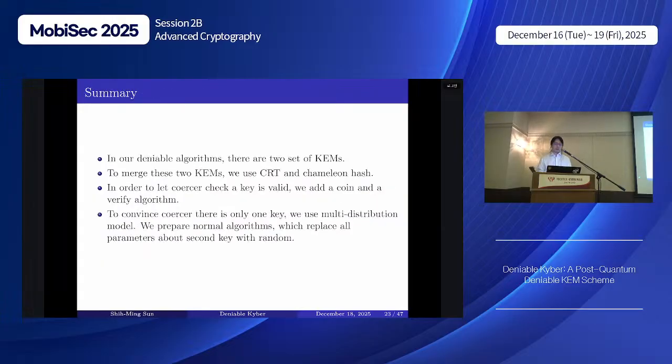Let me do a summary. In our deniable algorithms, there are two sets of KEMs. To merge these two KEMs, we use the Chinese remainder theorem and chameleon hash. In order to let the coercer check that a key is valid, we add a coin in a verify algorithm. And to convince the coercer there is only one key, we use the multi-distribution model. We prepare normal algorithms which replace all parameters about the second key with random.